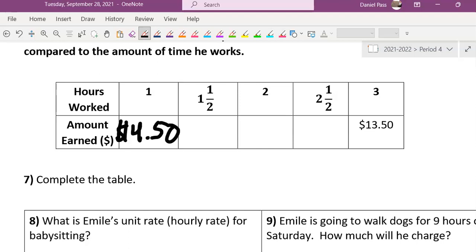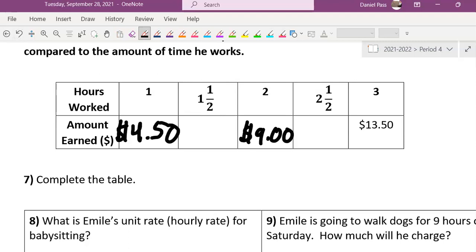Awesome. Then I added 4.50 to 4.50 and got $9, and I put that in the 2 hours. Say it one more time. I added 4.50 and 4.50 and got 9. Okay, so you doubled it to get the 2 hours. That's cool. How do we get these half hours?